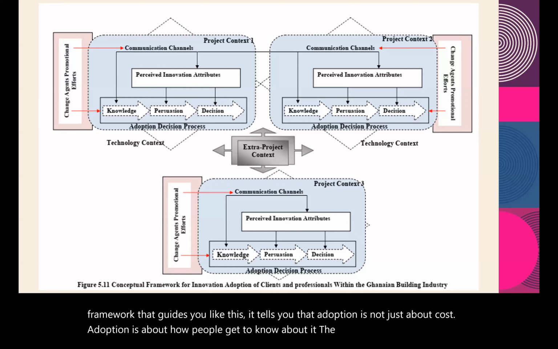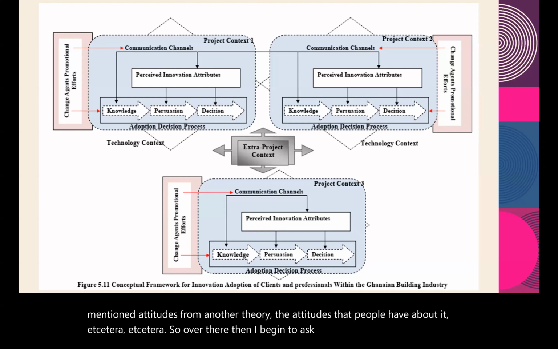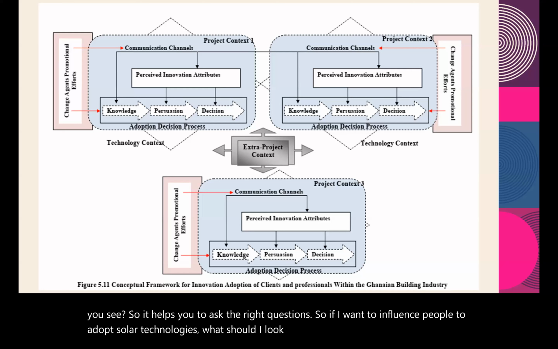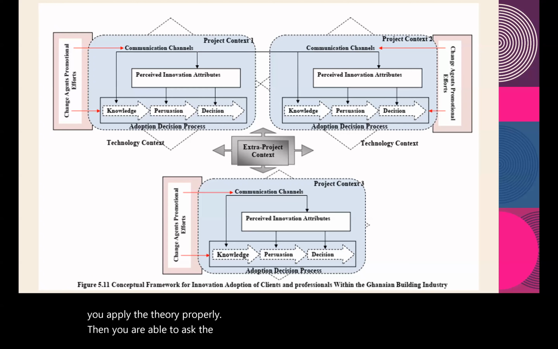Zhang mentioned attitudes from another theory, the attitudes that people have about it, et cetera. So over there, I begin to ask myself, what are the factors? Do you see? It helps you to ask the right questions. If I want to influence people to adopt solar technologies, what should I look at? So if you apply the theory properly, you are able to ask the right questions, okay?